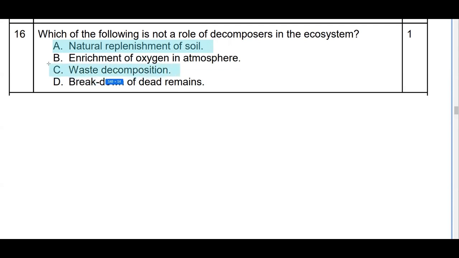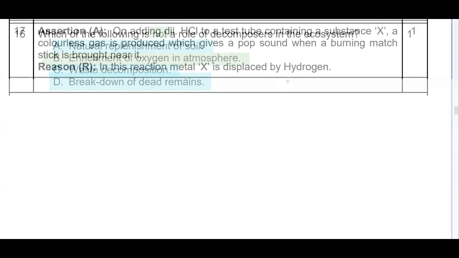Now, waste decomposition, yeah, that's another role. If you throw organic waste like vegetable waste into the soil, after some time it vanishes. It actually gets converted into useful substances. And breakdown of dead animals, yeah, that's true. Otherwise, many organisms die every day in the forest, but we won't find too many dead bodies there because they are decomposed by bacteria. We say decomposers is the correct word. So we'll say the answer is option B in this case.